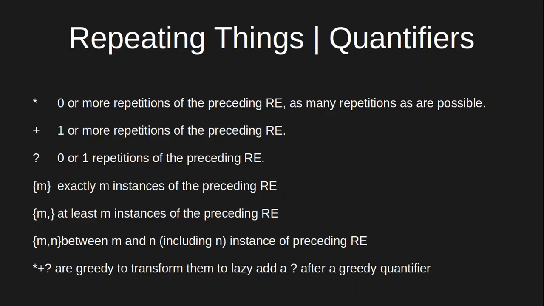Star, plus sign, and question mark are greedy. In order to transform them to lazy, add a question mark after a greedy quantifier.